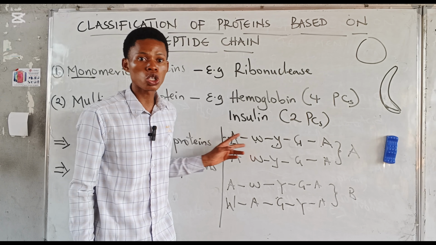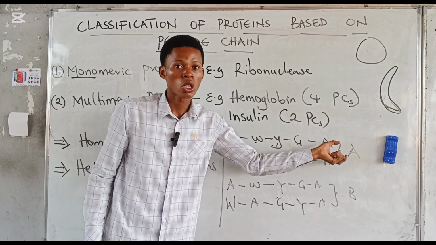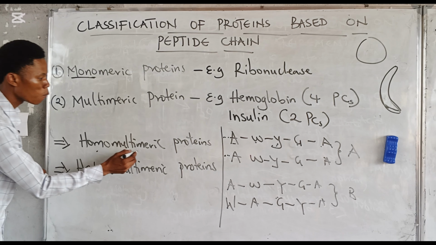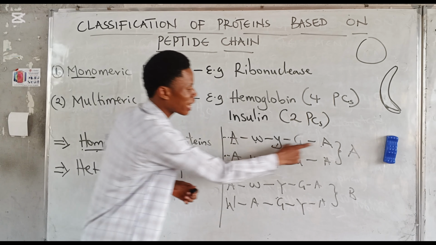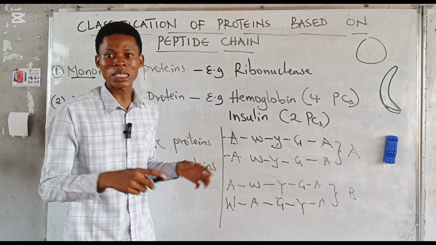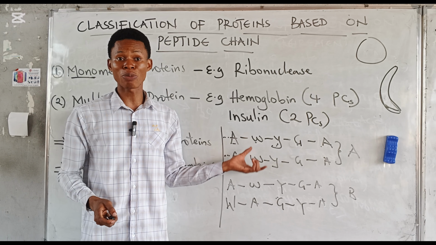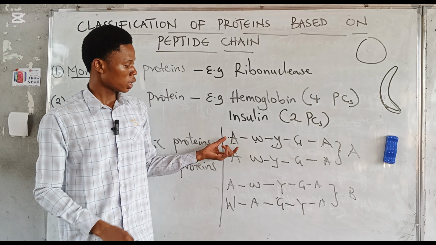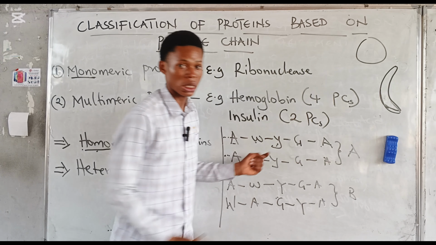So since the two polypeptides have the same amino acid sequence, we call this a homomultimeric protein. Homo means same kind. They have the same kind of amino acid sequence. First, it is multimeric because it has two polypeptides, right? Now, it is homomultimeric because it has the same amino acid sequence, right?